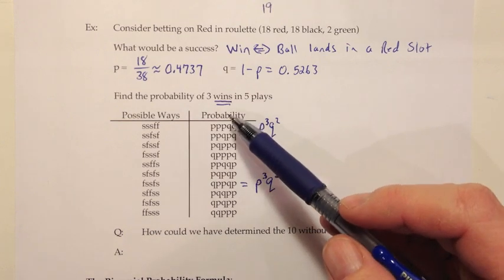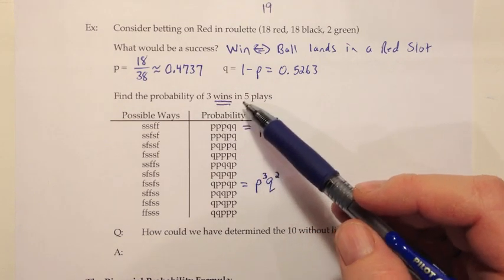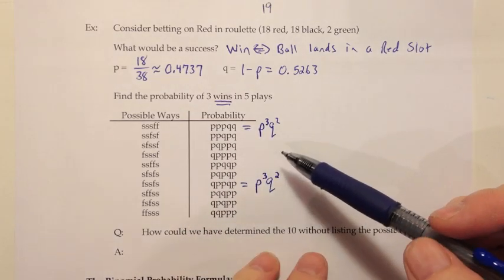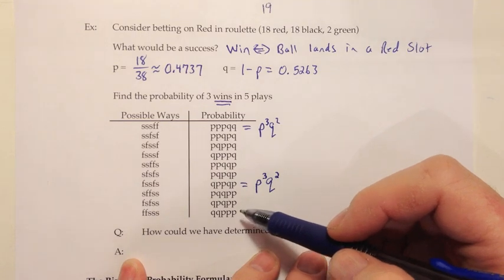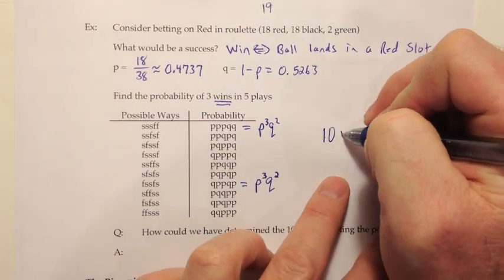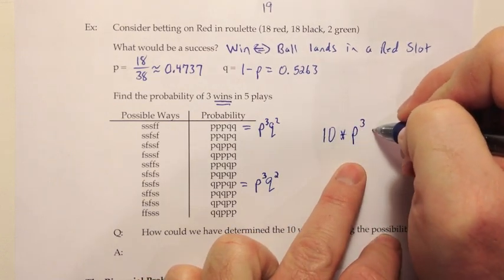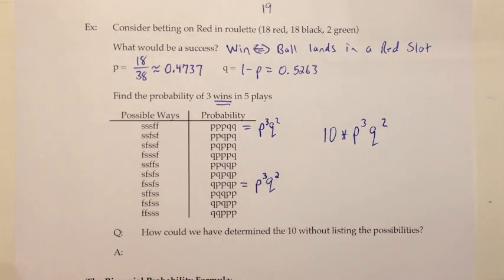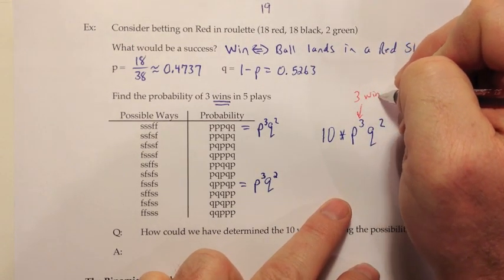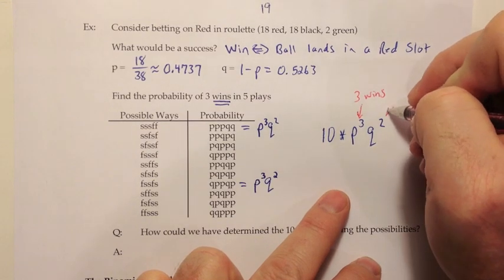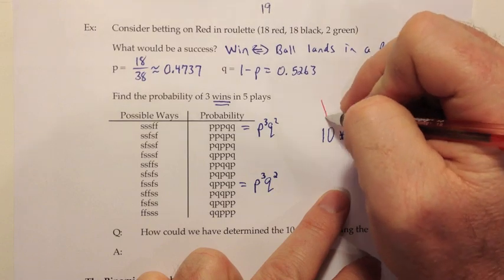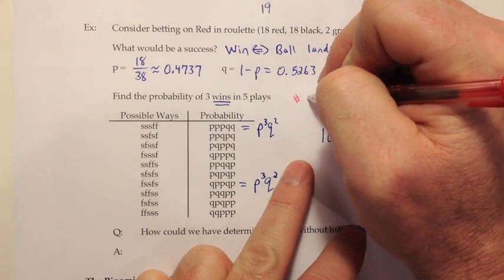And I said just a minute ago that if you're trying to figure out the probability of 3 wins, and there's many ways that can happen, you need to figure out the probability for each of the ways and add them together. Well, if every way has the same answer, then instead of adding that thing to itself 10 times, we can just go 10 times P cubed, Q squared. And then what we want to remember here in terms of the pieces, this is because we want 3 wins. And if you're going to play 5 times and have 3 wins, then there's going to be 2 losses. And then the 10 is the number of different ways it can happen.